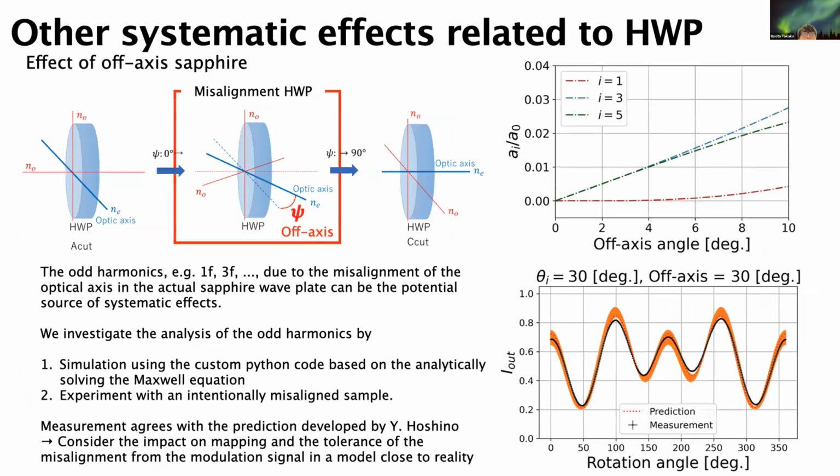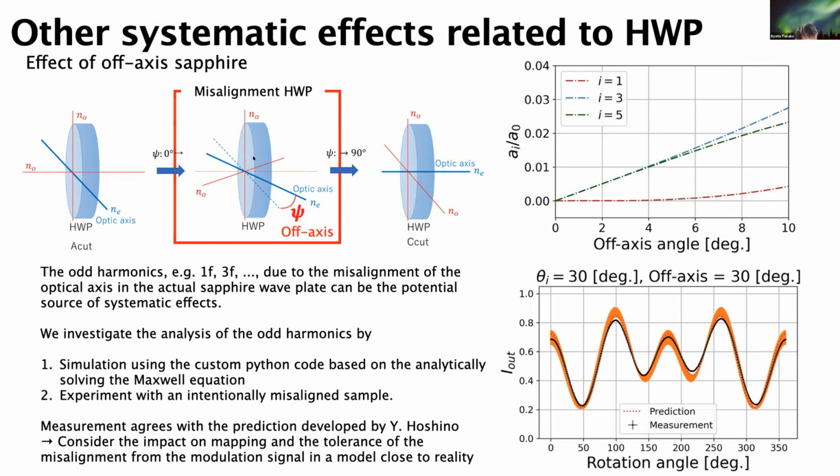Okay, so this is the last page, maybe. I'd like to introduce another effect related to the half-wave plate itself. The actual sapphire may have an imperfection of the optic axis. It means the optic axis is not parallel to the sapphire surfaces.